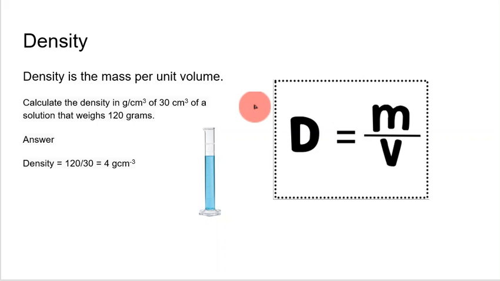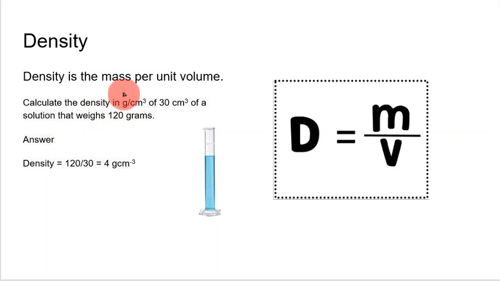So what does that mean? If we take a unit of volume, let's say we have a cube, for example, or in this case, let's say we look at this graduated cylinder. We have a volume here and we have a volume of liquid. What we can do is calculate the density of this particular volume of liquid, in grams per cubic centimeter.